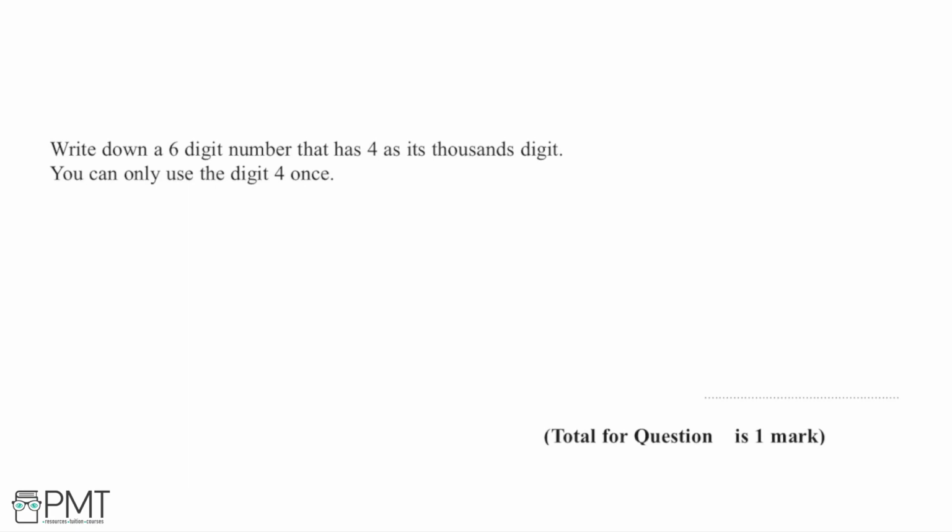So here I'm asked to write down a 6-digit number that has a 4 as its thousands digit, but I can only use the digit 4 once in this number.